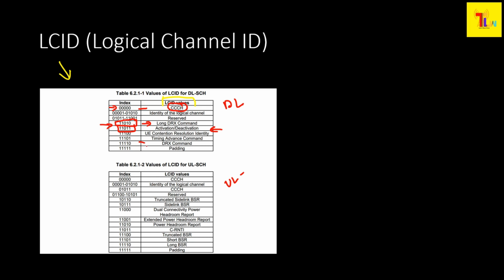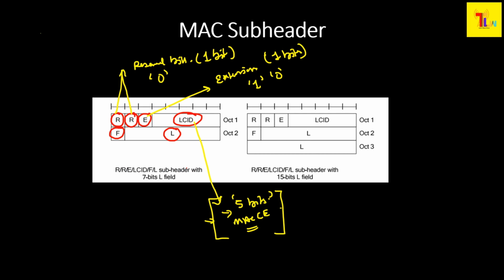For padding, 11111 is for padding. For timing advance, this is your LCID. And again for the uplink, you can see the PHR, C-RNTI, BSR, padding; these are the LCIDs. So that is what exactly we are discussing.